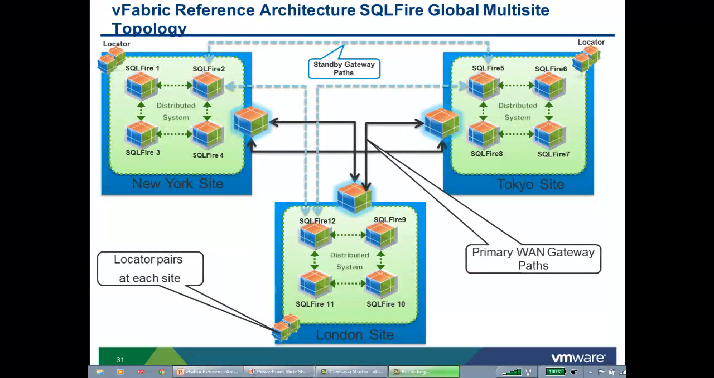The global multi-site topology is an extended version of the client-server topology we saw earlier. Essentially, at a local data center, there is a local client-server topology that is connected across the WAN to the other client-server topologies via the SQLFire WAN gateway process. One of the key distinguishing features of vFabric SQLFire is the WAN gateway. For fault tolerance, there are 2 WAN gateways, a primary and a secondary path.